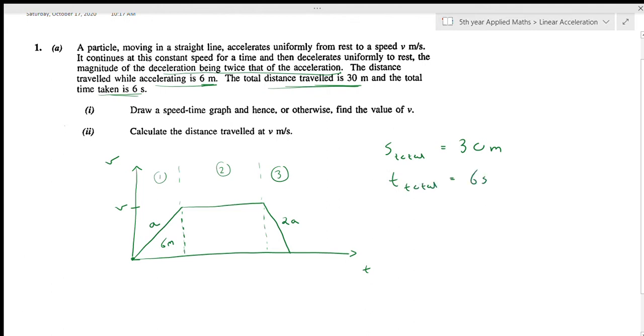Total distance is 30 meters and total time, I'm going to call it T total, is 6 seconds. So, although this doesn't look like it initially, the first thing we want to figure out is, what's the distance travelled while it's decelerating?